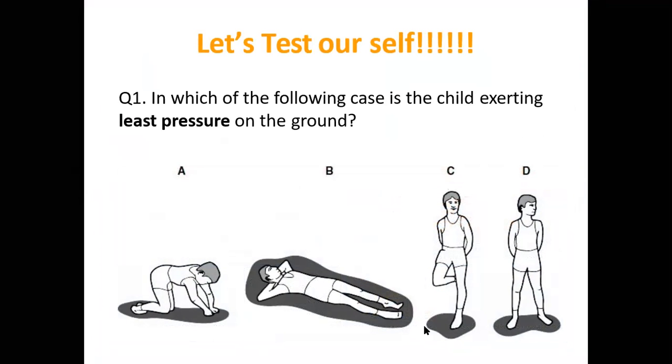Now look here. In which of the following cases is the child exerting least pressure? Least means low pressure. On the ground, look here. First position, knee and hand. Second, sleeping. Third, one leg. Fourth, two legs. By which position does the student exert the very least pressure? A, B, C, or D?